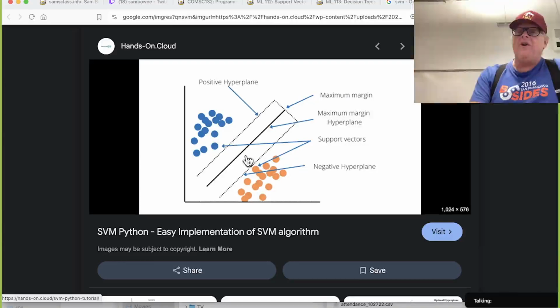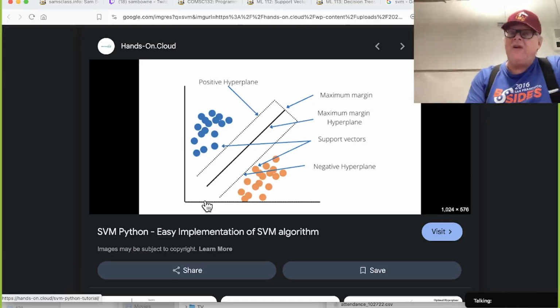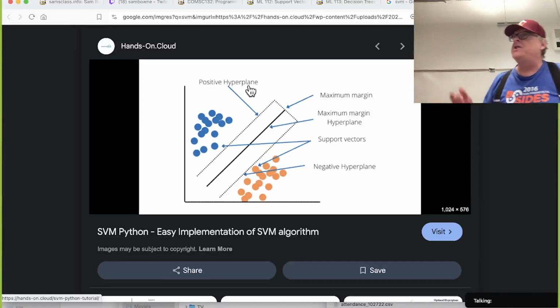So if you wanted to separate the blue things from the yellow things, you can just have a line, and the things below the line are yellow, and the things above the line are blue. And a whole bunch of lines will work. A shallow line like this would work. A steep line like that would work. All of them will have 100% success in separating them. So what's the best line to use?